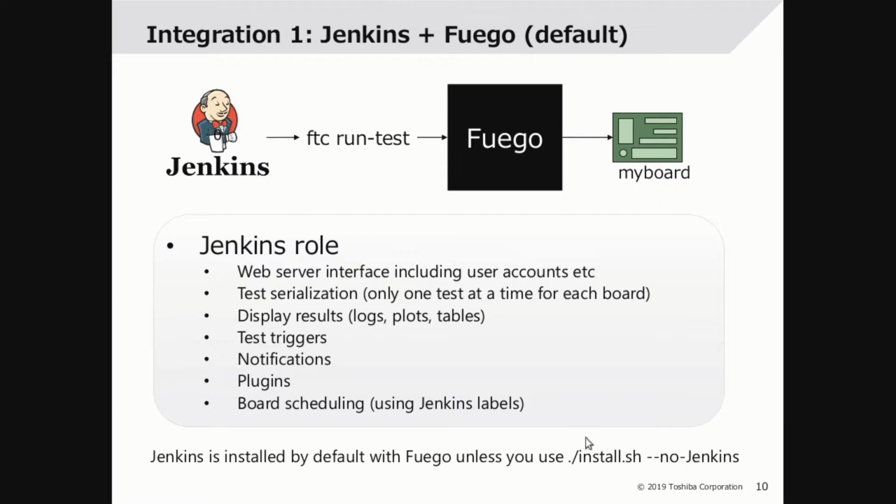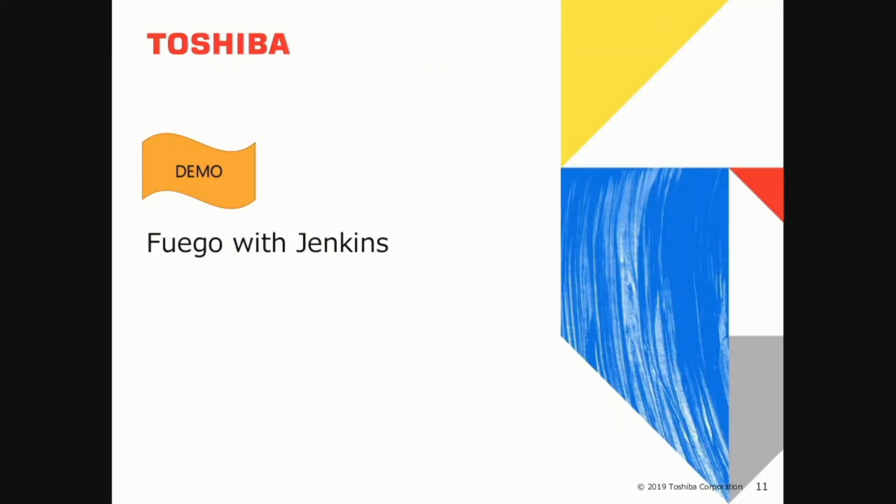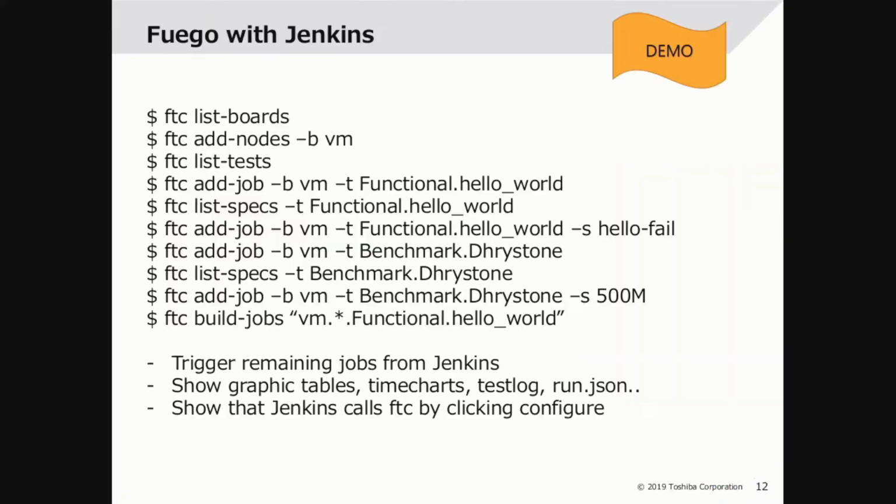And what's the role of Jenkins in Fuego? It could work as a web server interface with user accounts and stuff like that. It also makes sure that tests only run one at a time on each board. It displays results like the logs, plots, tables. It can be used as a test trigger, like test it periodically, or when you push to some repository. You can use it for notifications, send emails, and it has another bunch of plugins. And also it can be used for board scheduling using Jenkins labels. So I'm going to do a small demo with Fuego Jenkins.